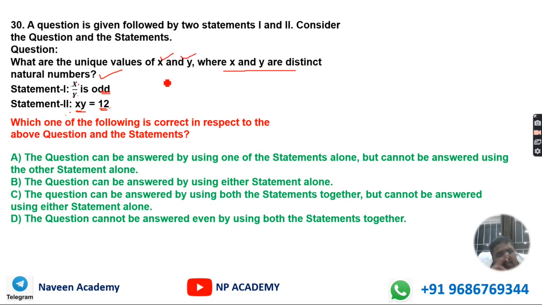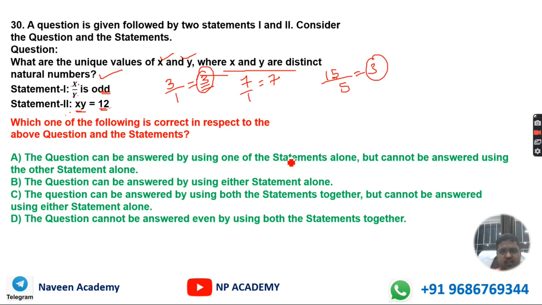So we have to find out whether statement 1 is enough, or statement 2 is enough, or both are required, or either 1 or 2 is required. Like that we have to solve, my dear friends. See x and y, for example 3 divided by 1, you will get 3, right? Odd number. Otherwise 7 by 1, you will get 7, or 15 divided by 5, you will get 3. So you are getting an odd number, but we cannot tell that this is the x and y value. We cannot tell, my dear friends. Only statement 1 is not enough.